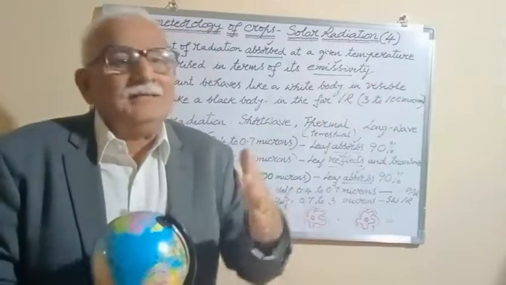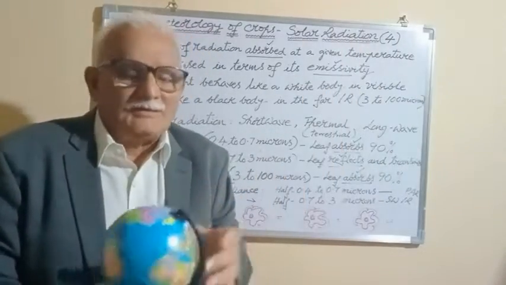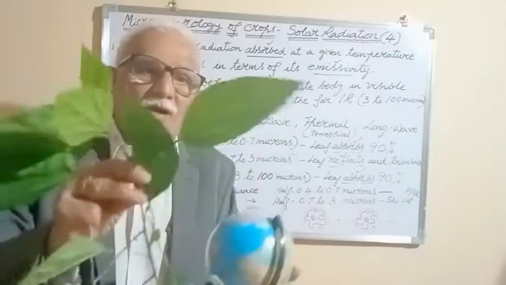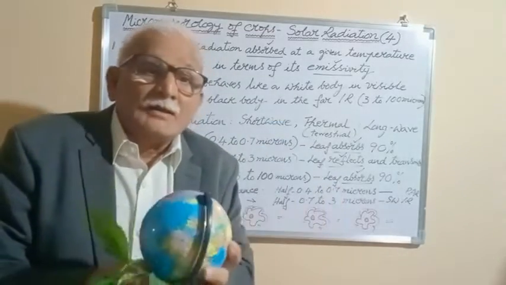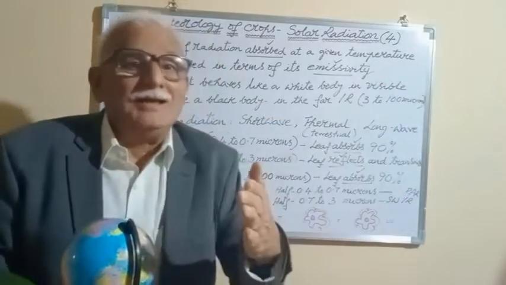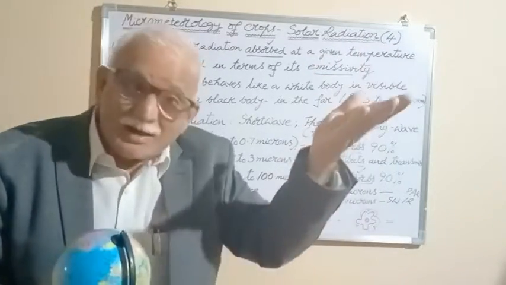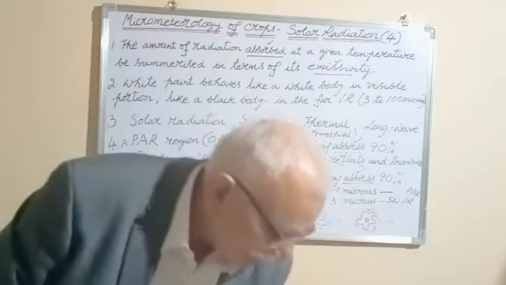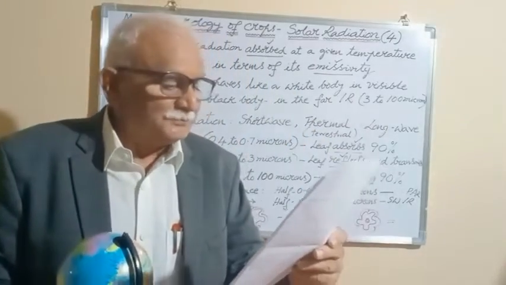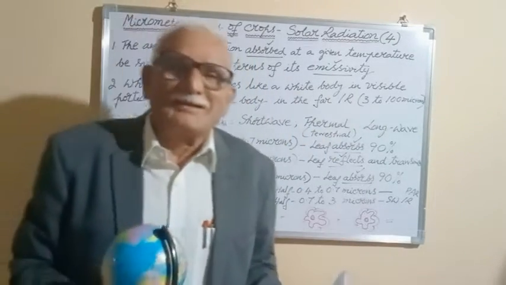The path length of the solar radiant energy that is falling on the crops on the earth depends upon the path length of the radiant energy passing through. So this is what I would like to impress upon you. Then topography plays an important role.